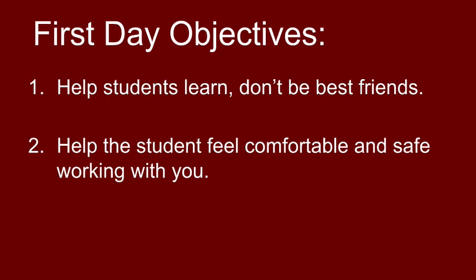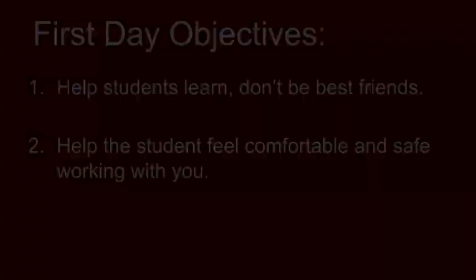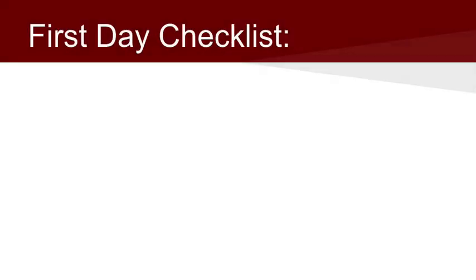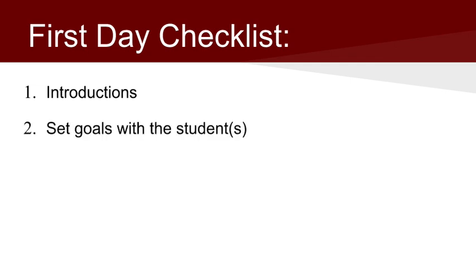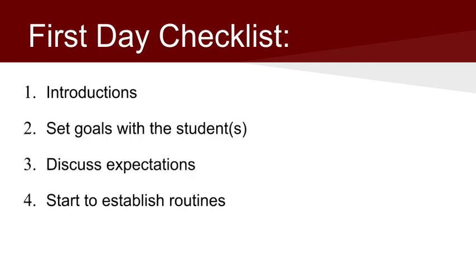The reason this is an objective is because students will learn and retain lesson material much better if they are comfortable and feel safe. This in turn will help them learn more effectively and progress more quickly. To help you achieve both of these objectives, there are 4 things you should be sure to do on your first day. We call these 4 things the first day checklist, and these 4 things are introductions, goal setting, discussing expectations, and starting to establish routines.